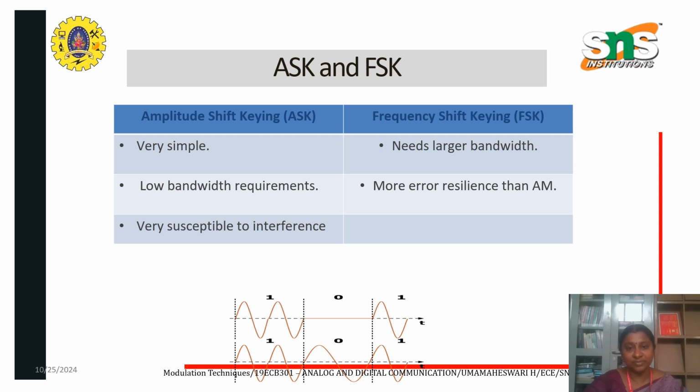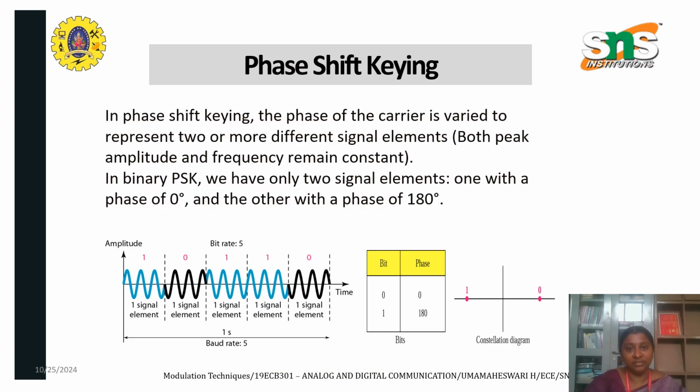The difference between ASK and FSK is that amplitude shift keying is very simple to design, whereas FSK needs larger bandwidth. ASK also has low bandwidth requirements. FSK is more resilient than AM, while ASK is very susceptible to interference.